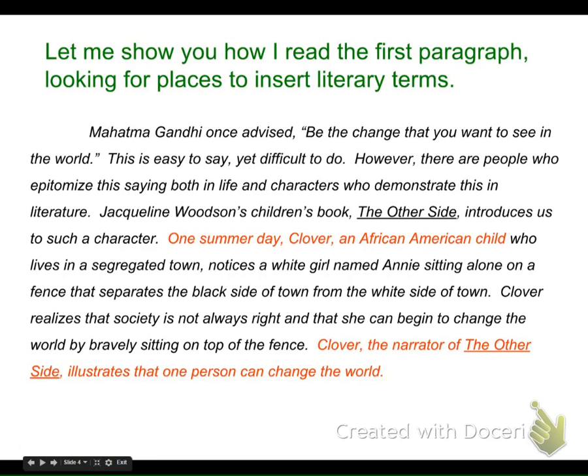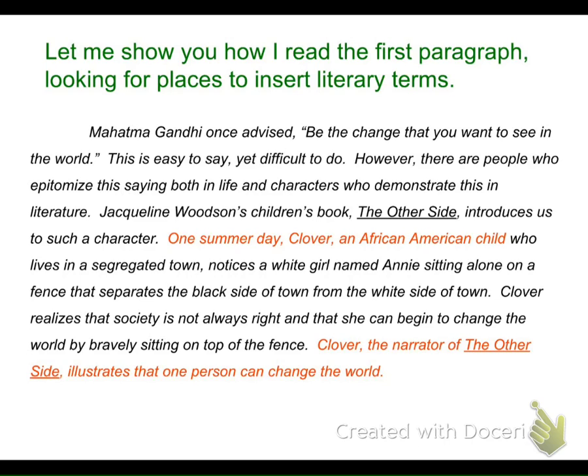So first I'm going to read my paragraph and look for places to insert literary terms. Mahatma Gandhi once advised, "Be the change that you want to see in the world." This is easy to say, yet difficult to do. However, there are people who epitomize this saying, both in life and characters, who demonstrate this in literature. Jacqueline Woodson's children's book, The Other Side, introduces us to such a character.